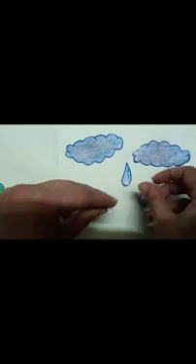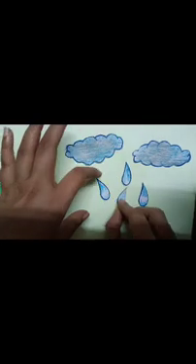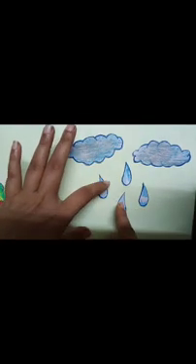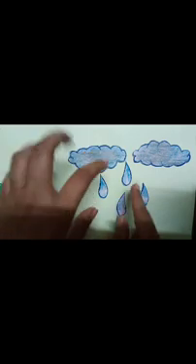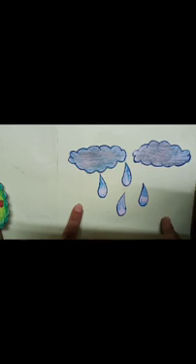Can you see what is placed here? Yes, these are the clouds. And which season is going on? Yes, it is rainy season. Can you see the drops of water? These drops of water are the rain that is falling from the sky on the earth's surface.